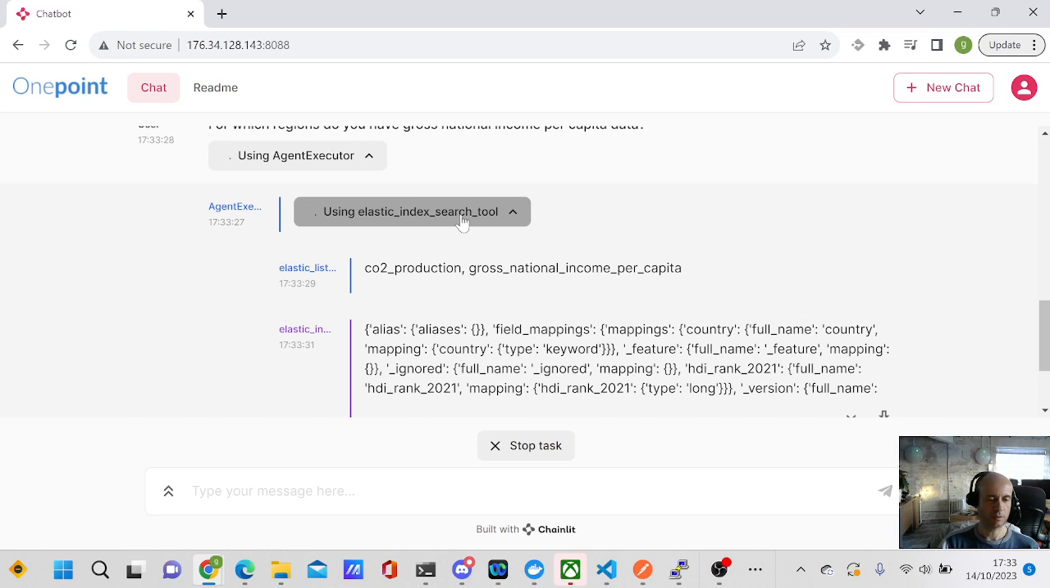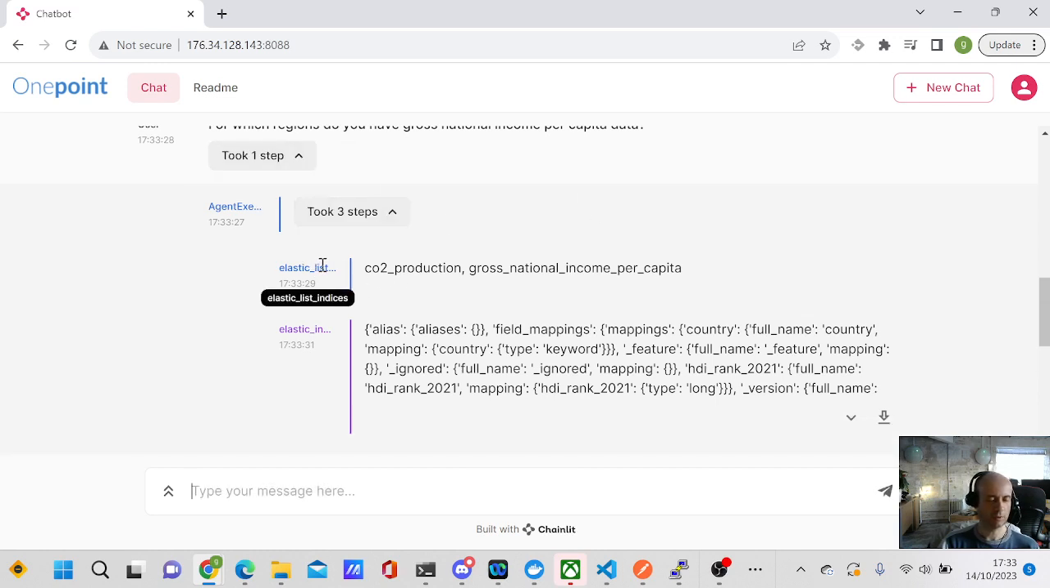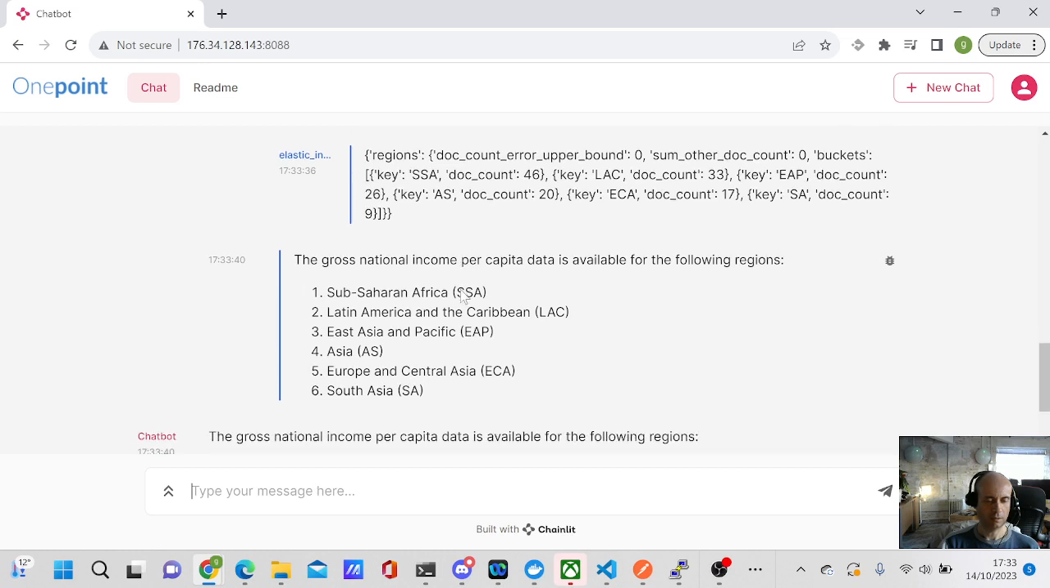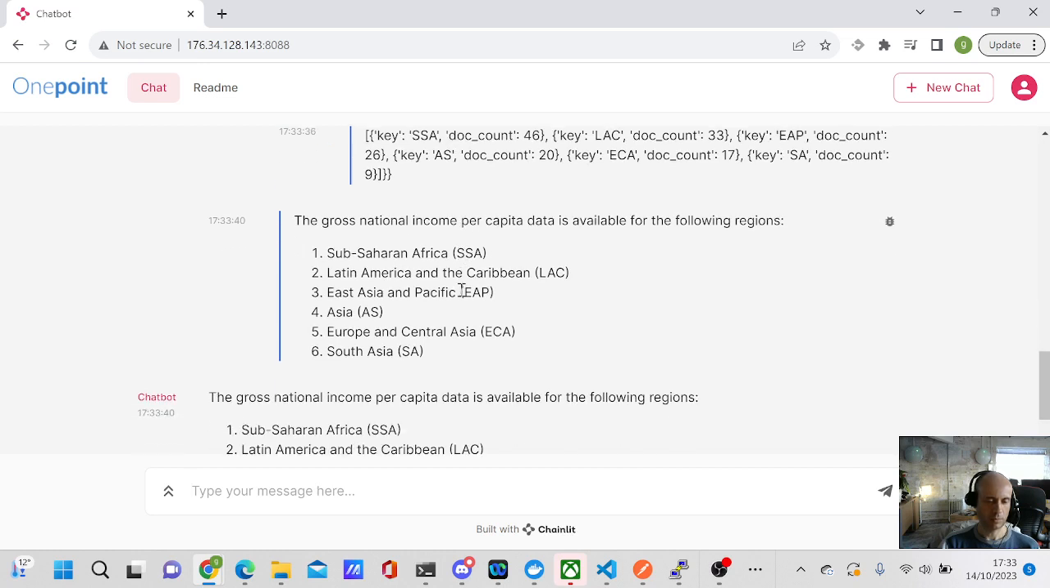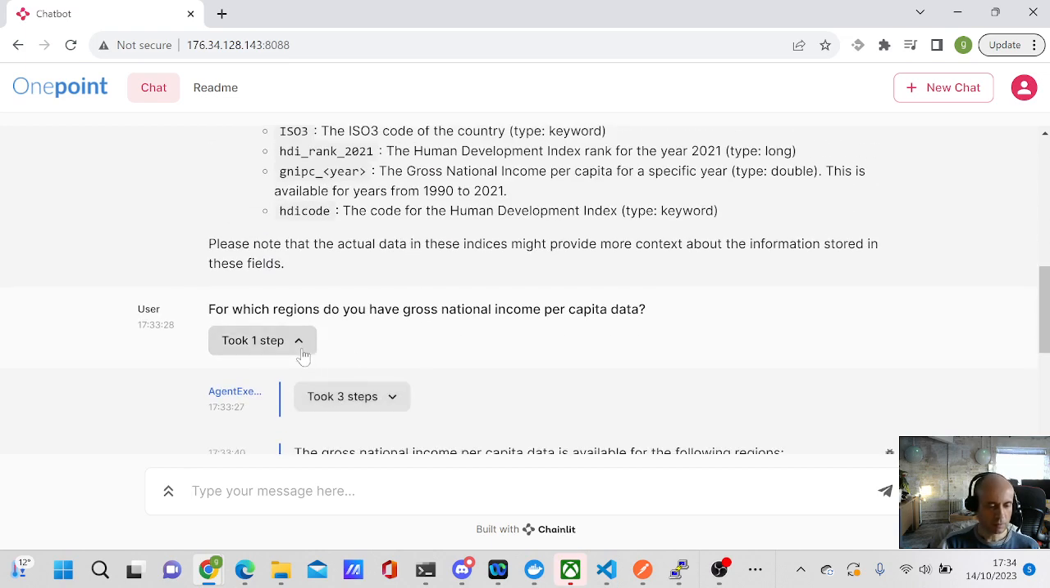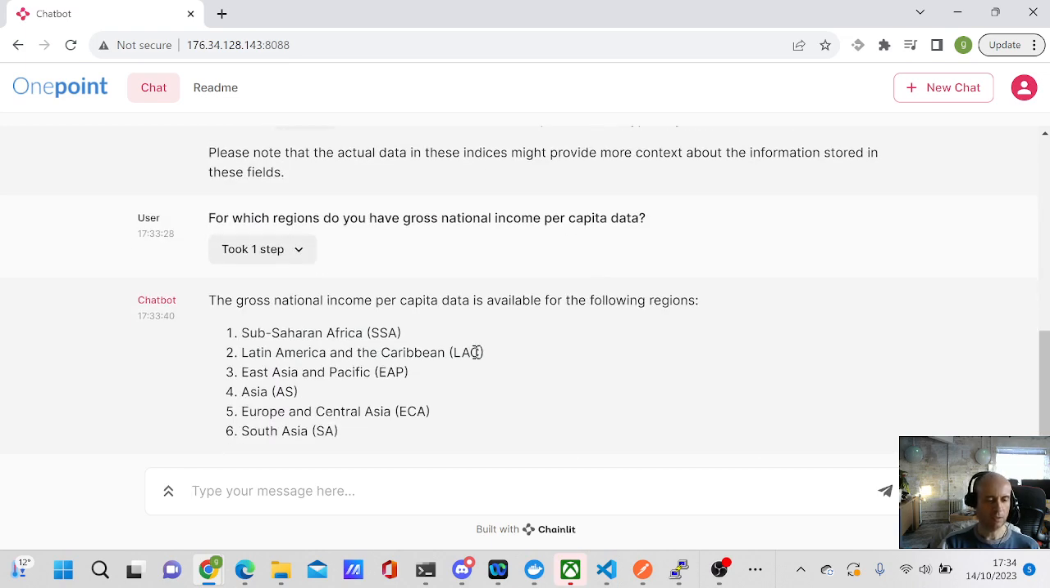Here you can see the tools it always uses. This is elastic list indices. The second tool shows the details about the indices, and the third is about just searching. And it found the regions, as you can see here already. It says the gross national income per capita data is available for the following regions, and it's accurate. It's pretty good.